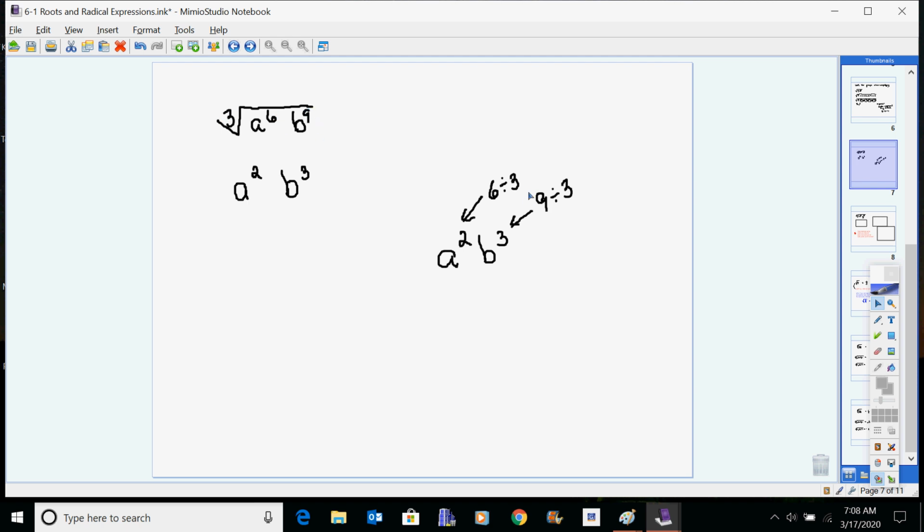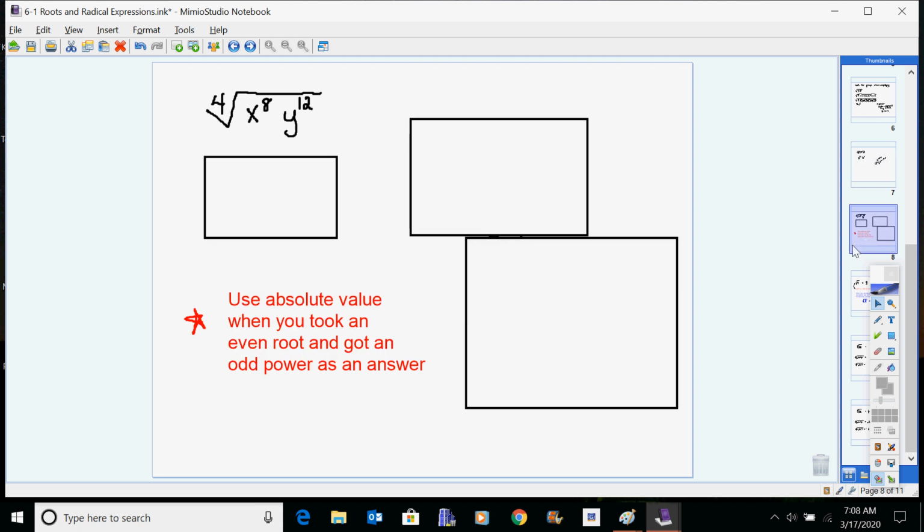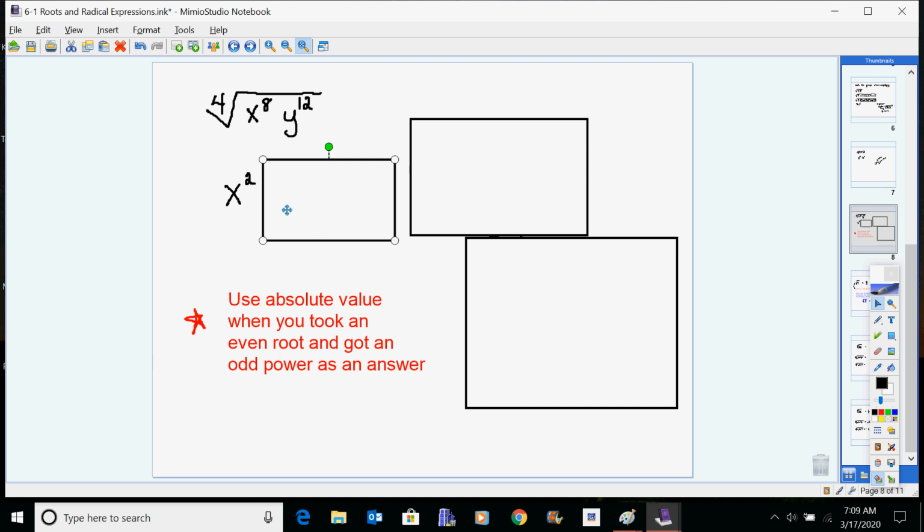You don't have to think about that little technicality where you've got any absolute value bars involved at all. It's the fact that we've got variables in here that means when we have an even index, for example, a 2 or a 4 or a 6, we need to be careful about thinking through whether or not we need absolute value bars or not. We still use the rule where you take the exponent divided by the index. So here when I take 8 divided by 4 and I get 2, that gives me an x squared part of my answer. Now, let's think this through for a minute.